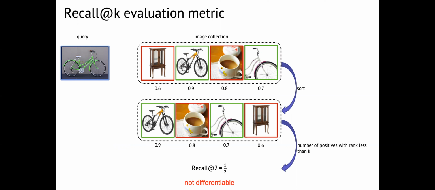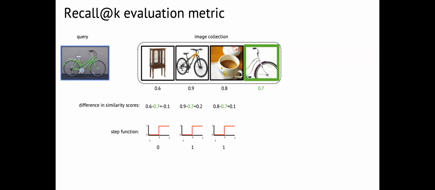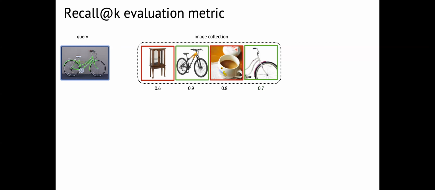Let's deconstruct its computation and see what the problem is. We need to estimate the rank of positive samples, such as the sample shown in green. First, the similarity of this positive is subtracted from each similarity of the other collection samples. Then the difference of the similarities is passed through a step function. Output equal to 1 indicates an example ranked before the green example. Therefore, summing these values provides its rank, which in this case is 3. The same process is repeated for every positive in the collection to obtain their ranks.